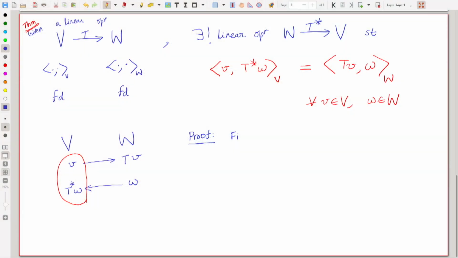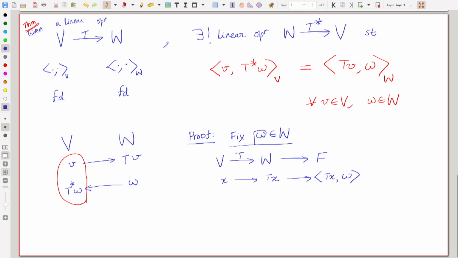Let us look at the right hand side. What I am going to do is fix, I do not need to fix everything, let me fix w alone for now. Let me fix a vector w in W and do the following. From V to W I have got the operator T. So any vector x in V I will map to Tx. And from W I have got a linear functional. What is the linear functional going to do? It is just going to take inner product with my w. Remember I have fixed a certain w. So this is some linear functional.